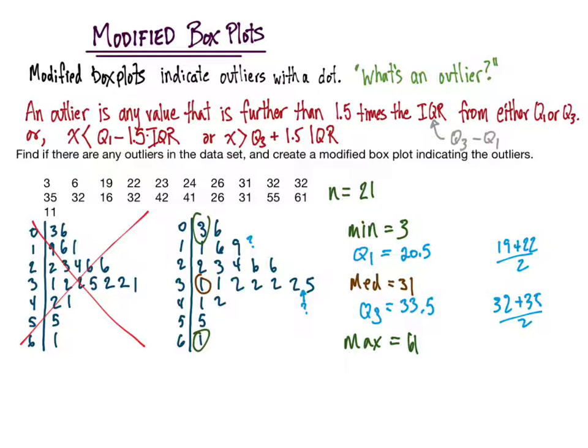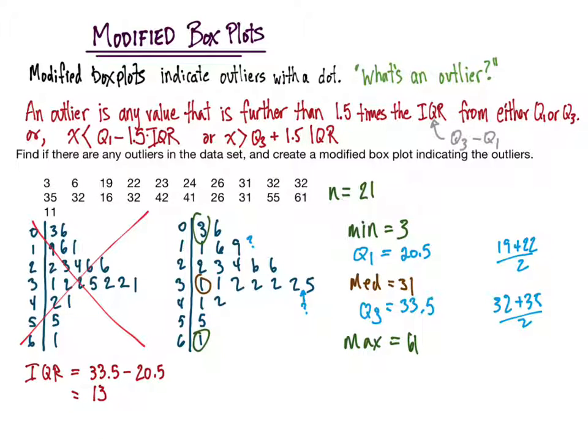So next is to figure out from this, what are the outliers? Our first step is to figure out what is that interquartile range between Q1 and Q3. So our interquartile range is simply Q3, 33.5, minus Q1, 20.5. Looks like 13.